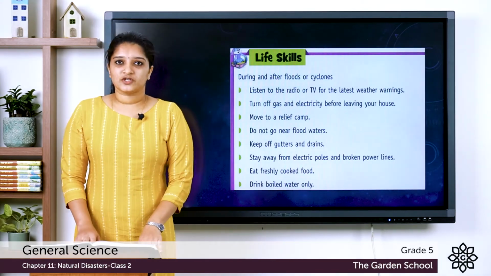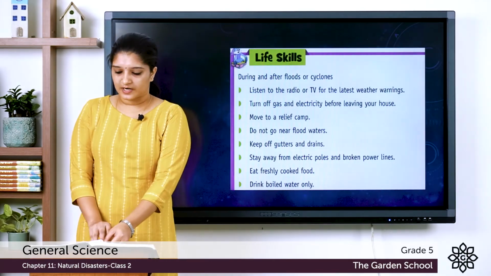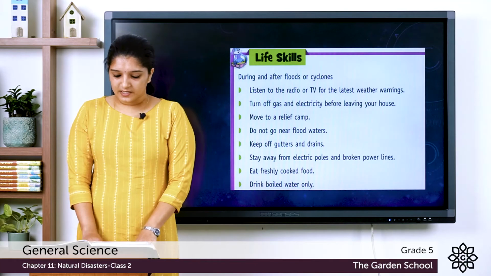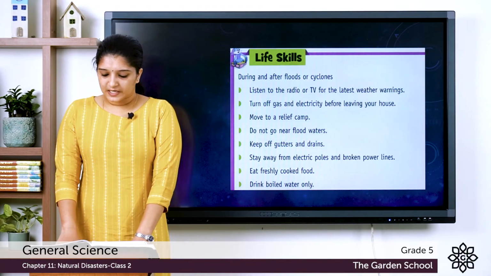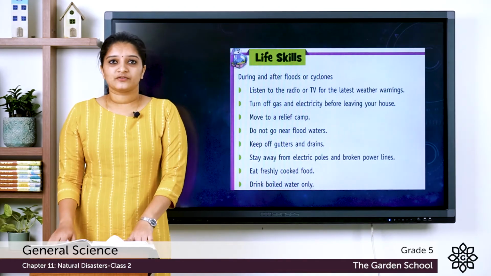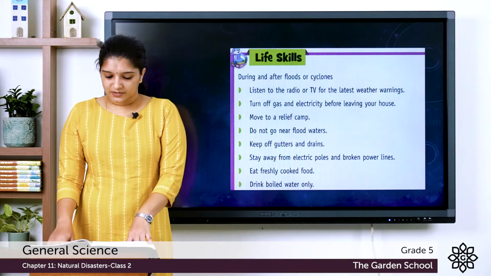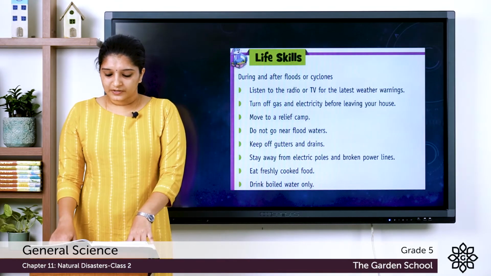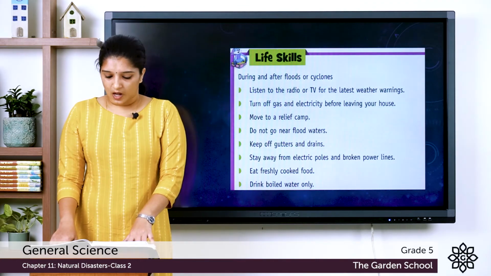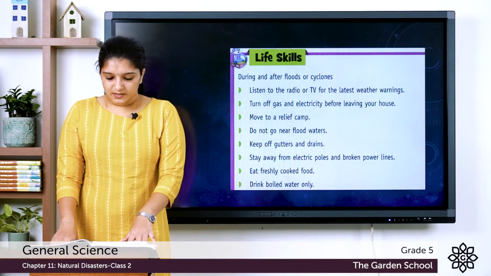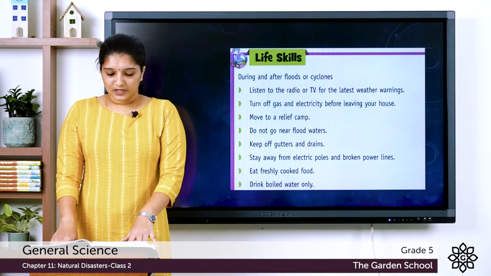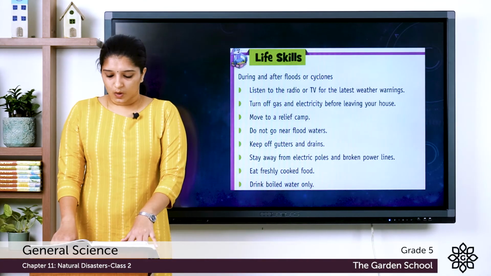Now let's see the measures that should be taken during the occurrence of cyclones as well as floods. The points include: listen to the radio or TV for the latest weather warnings. So you have to stay alert whenever these kinds of disasters occur. Next, turn off the gas and electricity before leaving your house and move to a relief camp. Do not go near floodwaters. Keep off gutters and drains. Stay away from electric poles and broken power lines. Eat freshly cooked food and drink boiled water only.